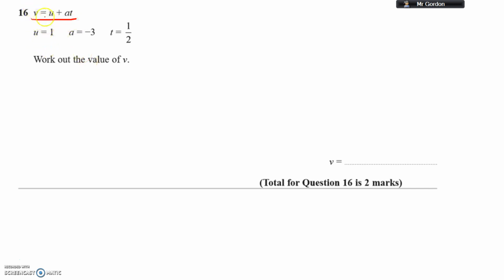So we know that V is equal to U plus AT. And AT, that means A times T. When things are next to each other in algebra, we should know that that's multiplying. So work out the value of V.